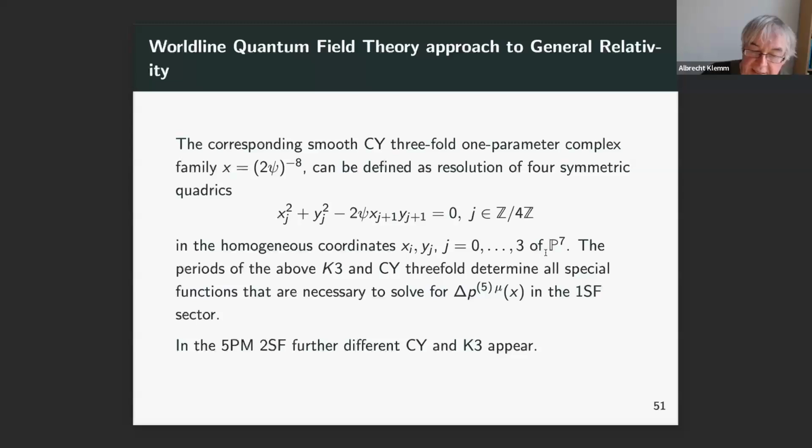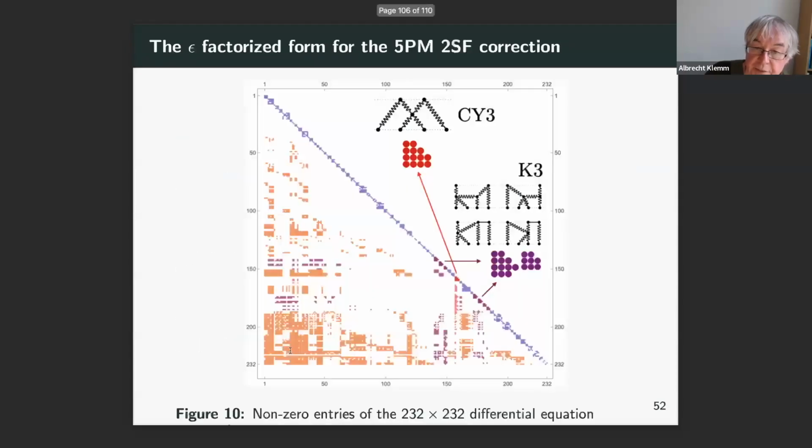And in the 5PM 2SF sector, which I misspoke about when I looked at the graph, you see further K3s and Calabi-Yaus appearing. So this here is 1SF. I'm sorry. This is, so to say, the map of the graphs that you need in order to do this 1SF calculation. And you see that here you get the Calabi-Yau blocks. That, as I said, is a concrete calculation that leads to the change in the momentum, and also to the radiation that we will present in the forthcoming paper.